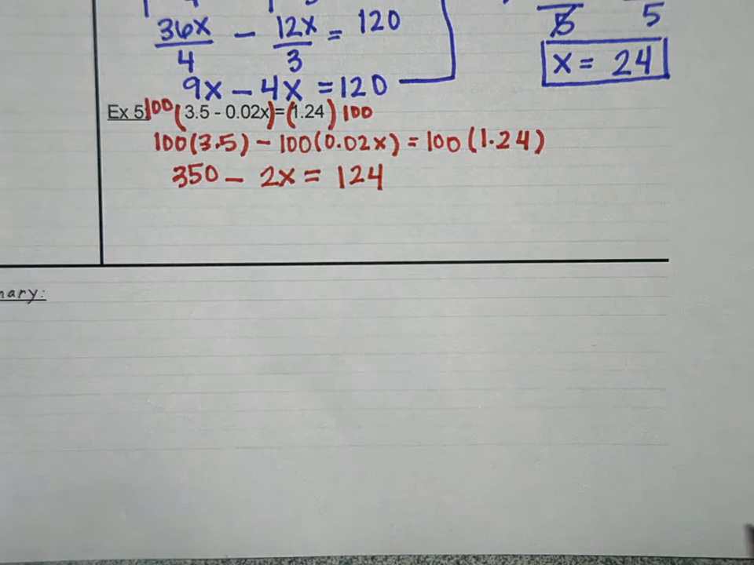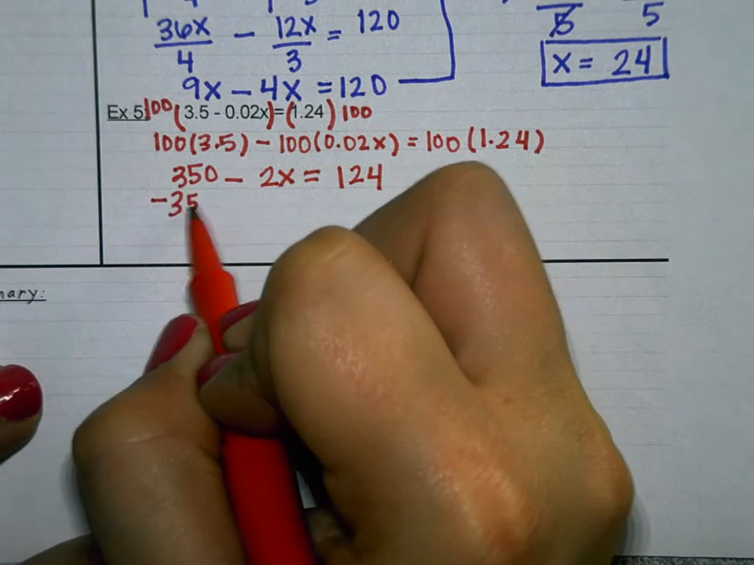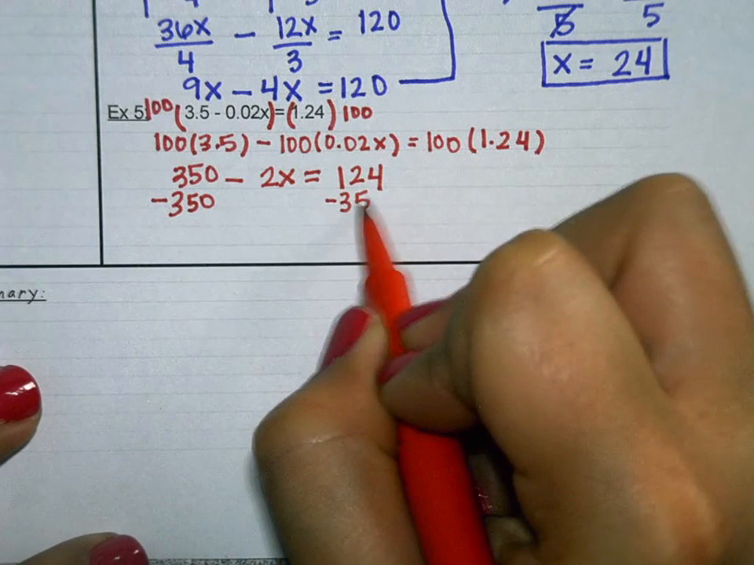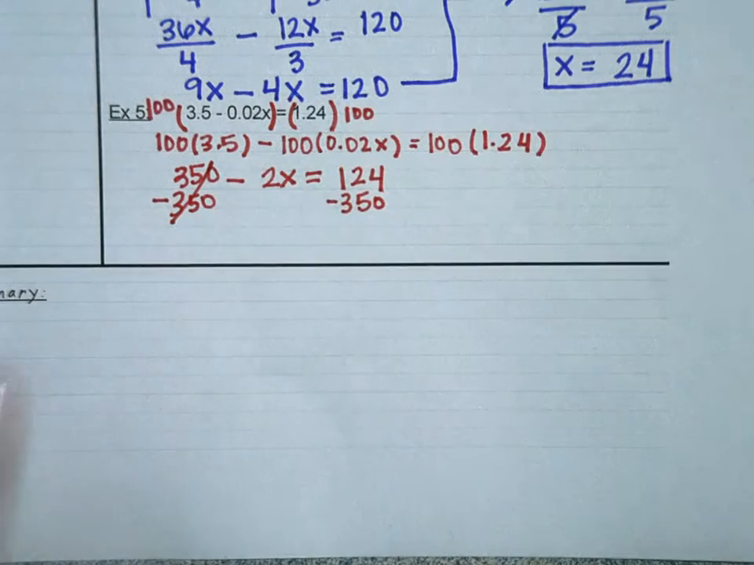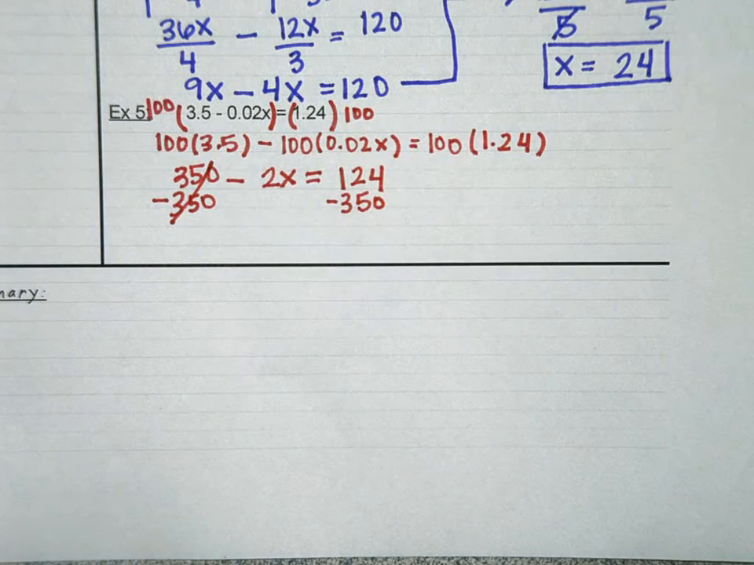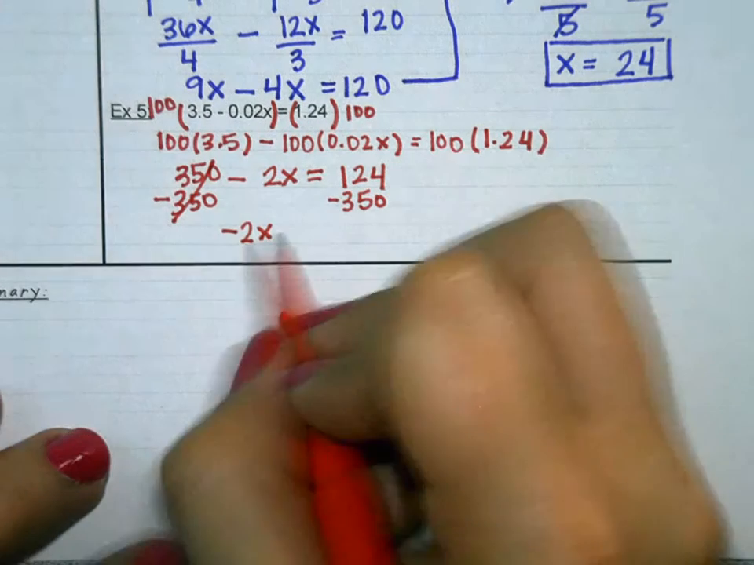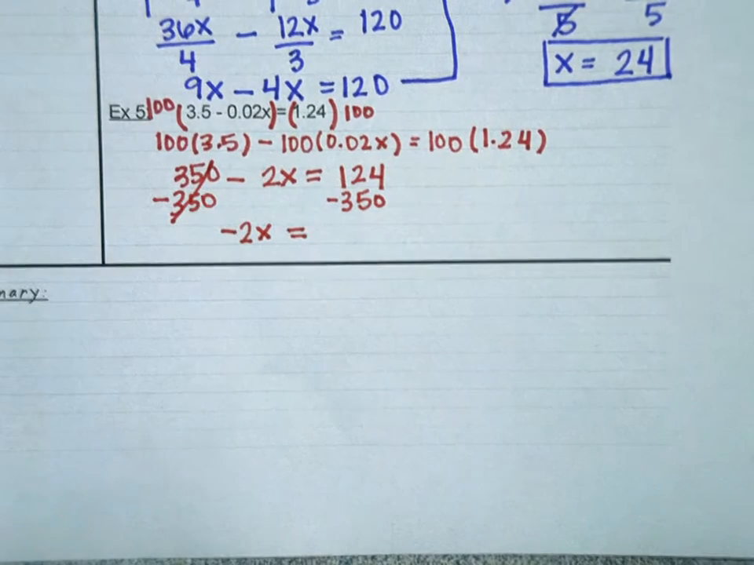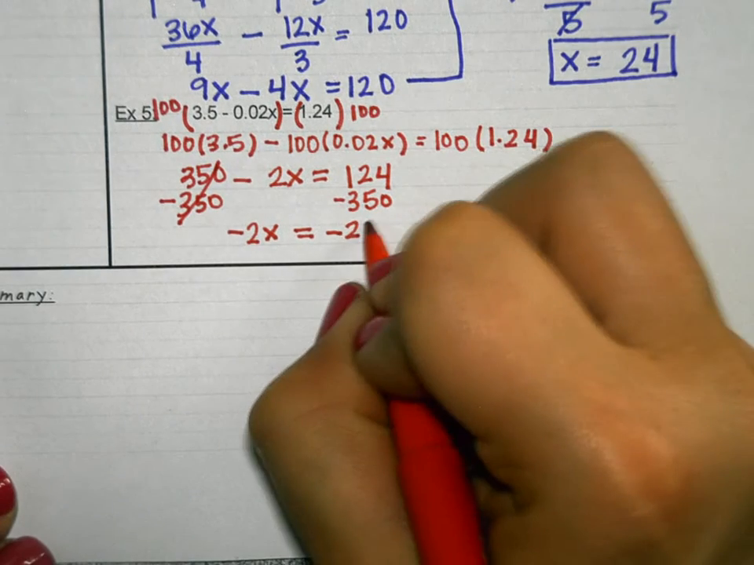So I got rid of all the decimals. I used the distributive property. There's no combining like terms, so we're just going to get the x by itself. So I'm going to subtract 350. 350 minus 350 gives me 0, so that cancels. So here I have a minus 2x. I still have to leave the negative there. So this is negative 2x equals 124 minus 350, which gives me negative 226.